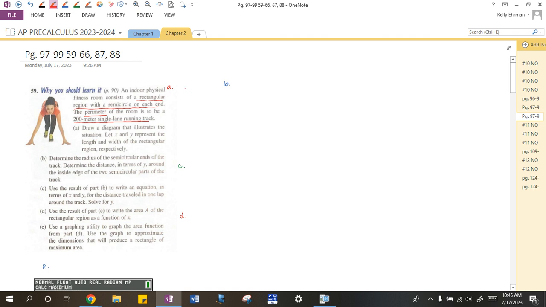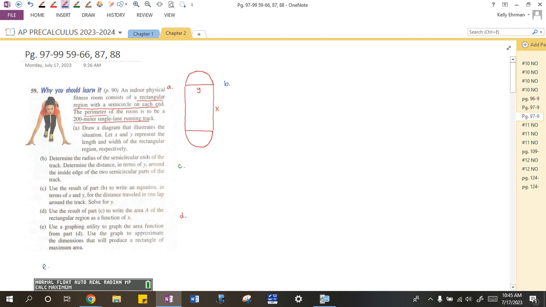So we have this rectangular region, and it says there's a semicircle on each end, assuming that's the narrow end. Something like that. Let x and y represent the length and width of the rectangular region respectively. So length I consider to be the longer dimension, width I consider to be the shorter, although it doesn't technically matter. So that's it for part A.